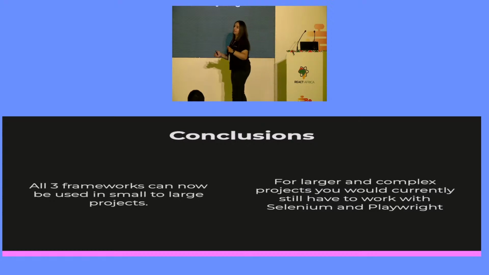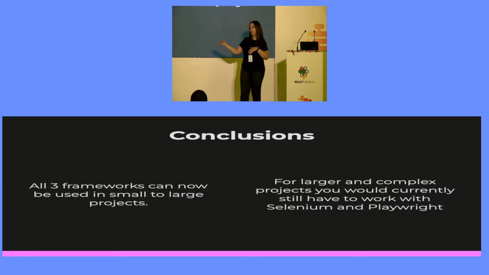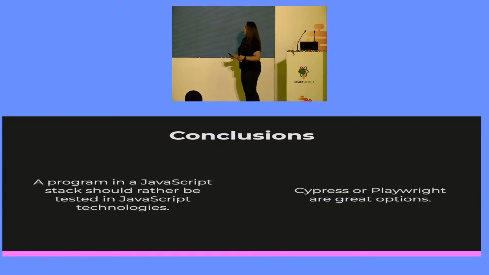For example, it actually works inside the browser. The other two work outside the browser. So you have a little bit of limitation on how much you can test at the same time. With Cypress, you can only test one tab at a time. You cannot test multiple ones at the same time. So Selenium and Playwright are better for that. And if you work with JavaScript, you should test with JavaScript technologies, and Cypress and Playwright are great options. Cypress is just JavaScript, so it's specialized in that.